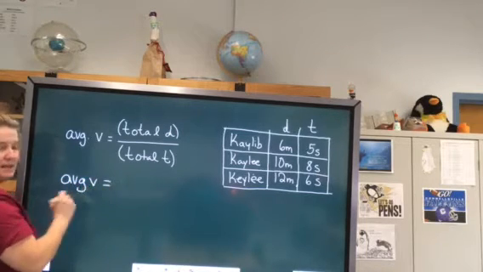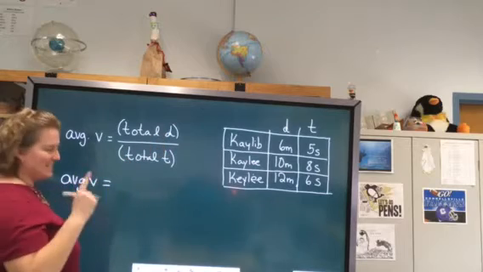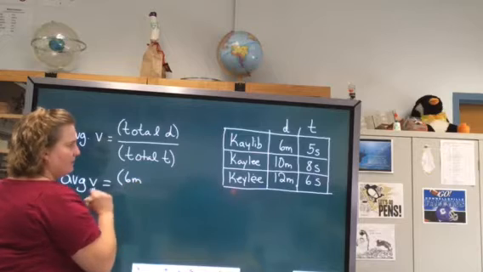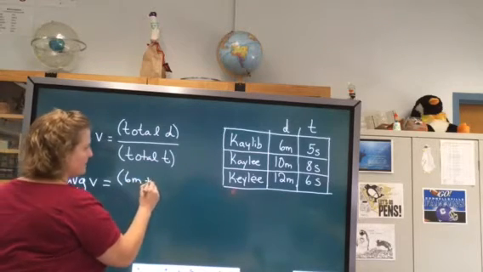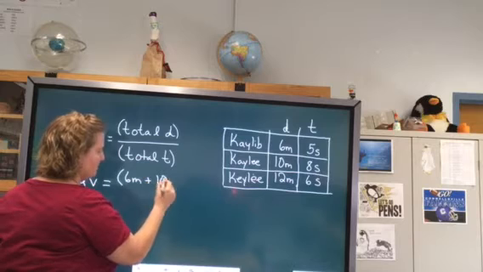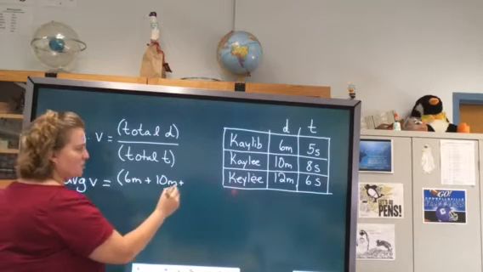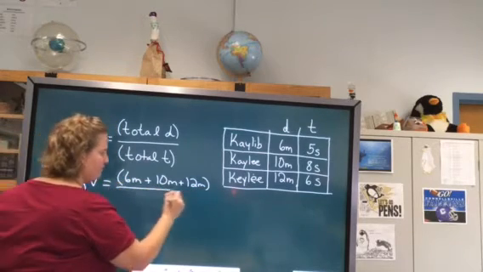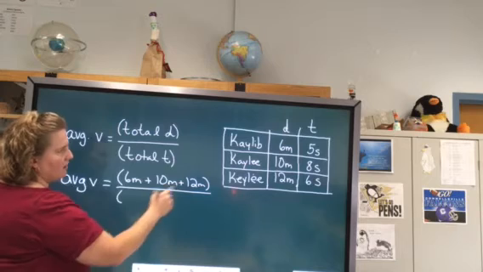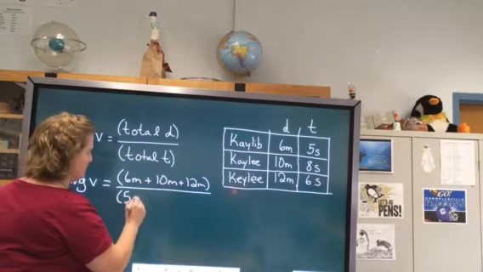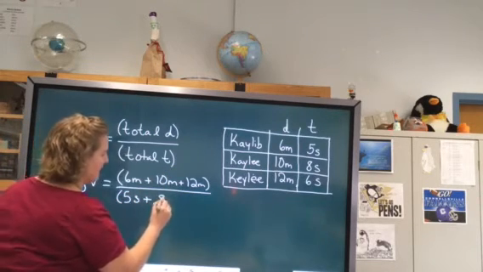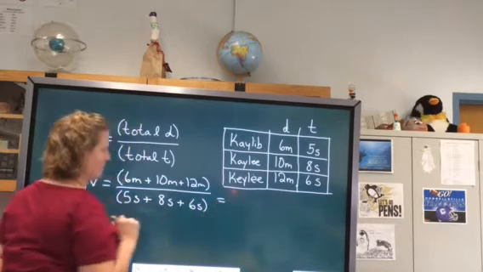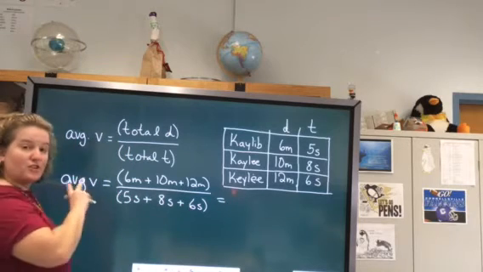Okay, so average speed equals, on top is where the distances go. So look at your distance column. We've got Caleb's 6 meters plus Kaylee's 10 meters and plus Keely's 12 meters, all over their times. The first time is 5 seconds plus 8 seconds plus 6 seconds. Okay, so that's your first step of work.